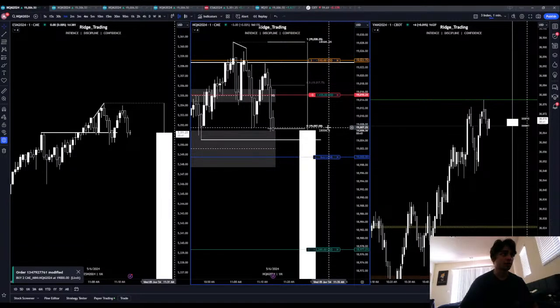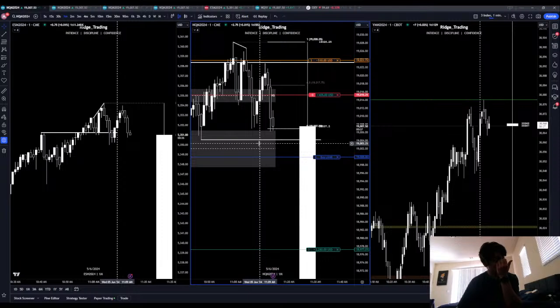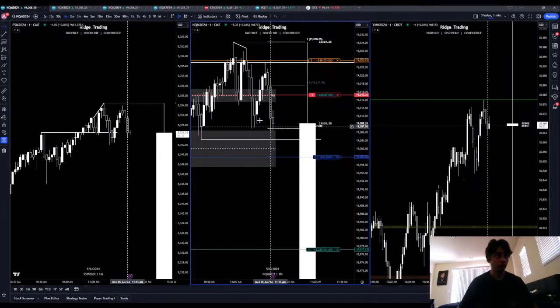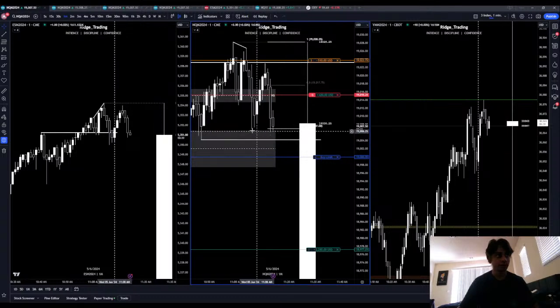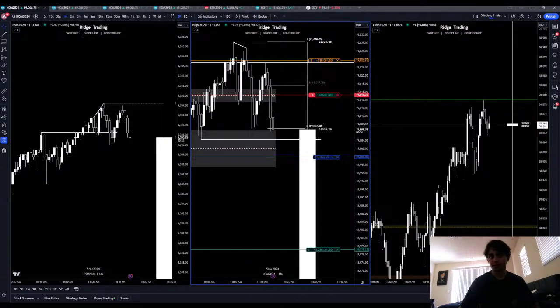Now that we took this low here, I don't want to see us mess around at this level. If we start to chop around here after sweeping this, it's going to be a little bit more iffy.